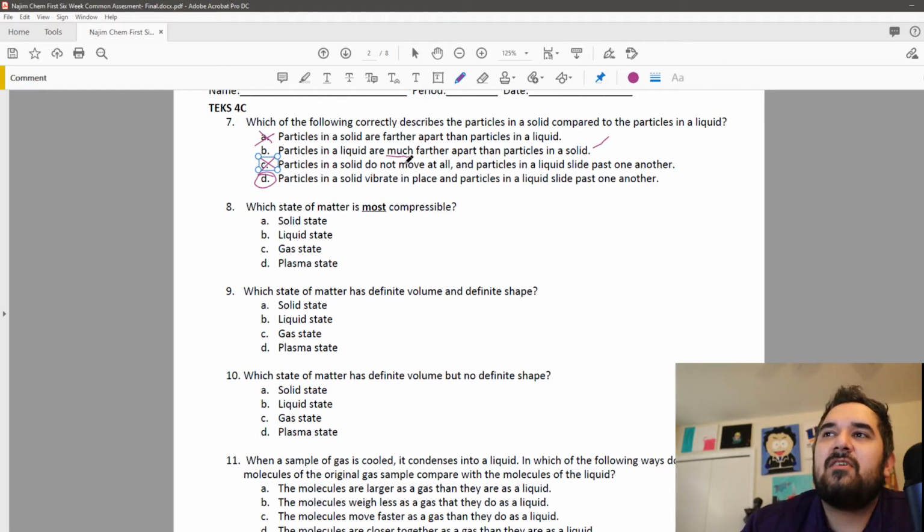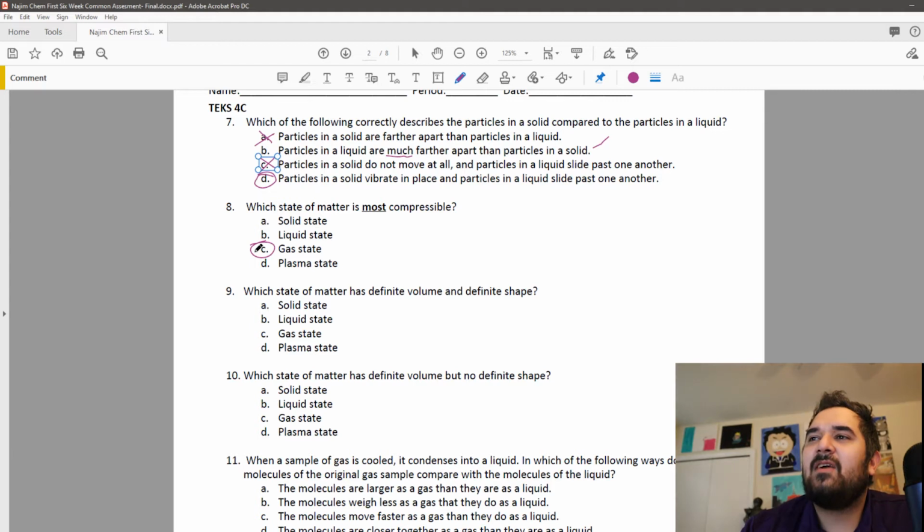Which state of matter is most compressible? Y'all should easily remember this. Compressible means able to fit in a smaller container. Solids could never fit in a smaller container. Liquids also can't really fit in a smaller container. They're slightly compressible, whereas gases could easily be fit in a smaller container. So gases are going to be the most compressible. Solids and liquids are not.